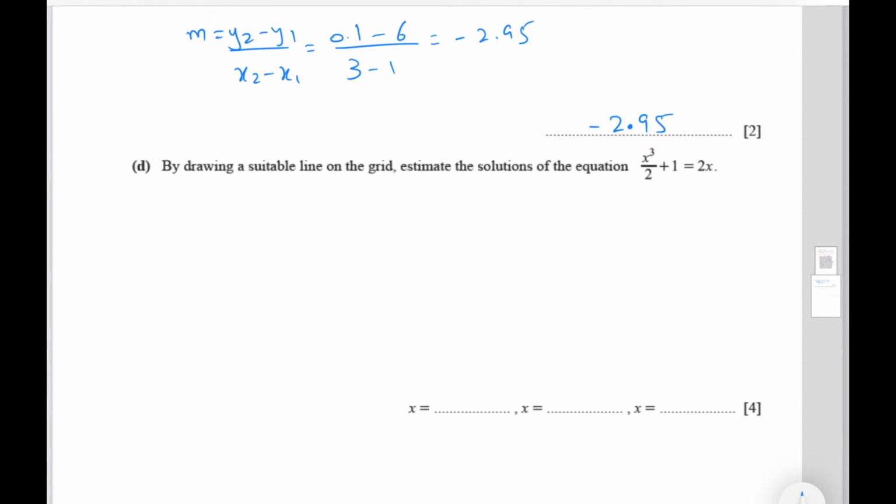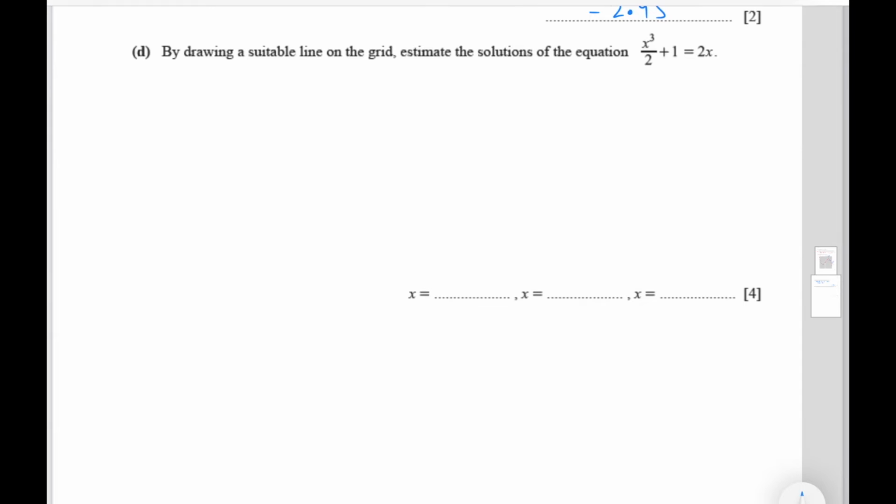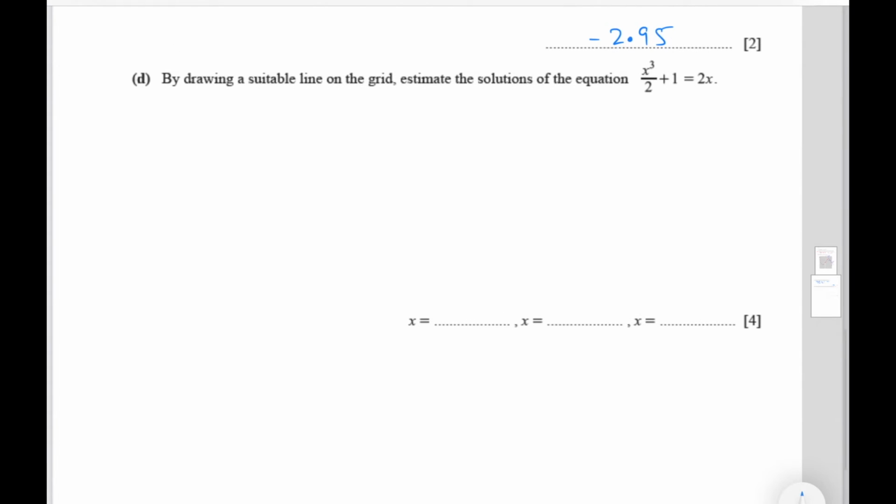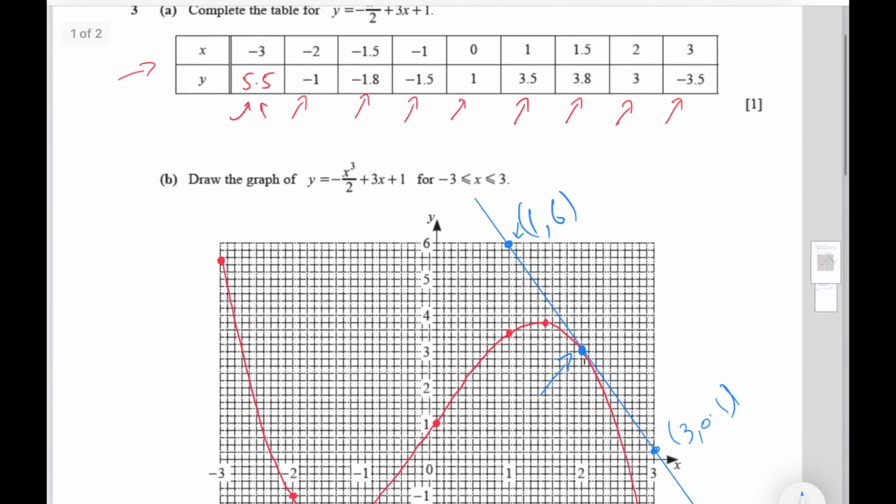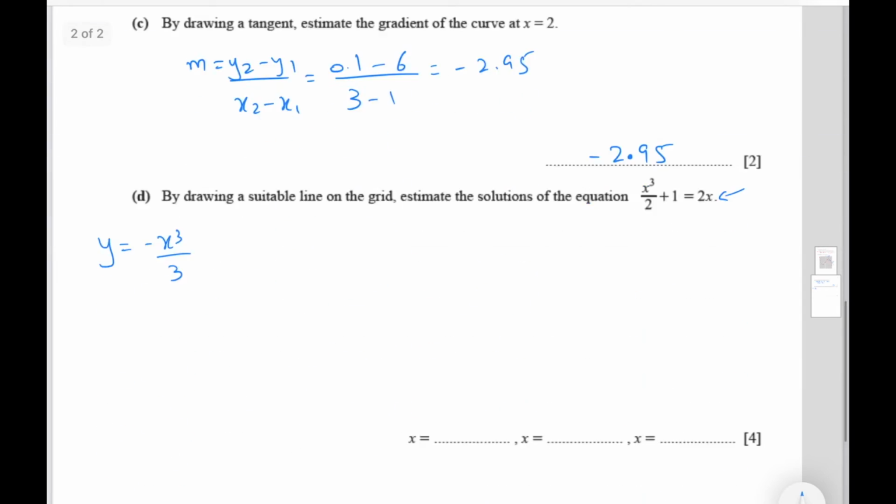Let's move on. The next part says, by drawing a suitable line on the grid, estimate the solution of the equation x cube over 2 plus 1 equals 2x. So in order to find the solutions of this equation, the first thing we need to do is write down the equation of the curve, which is negative x cube over 2.